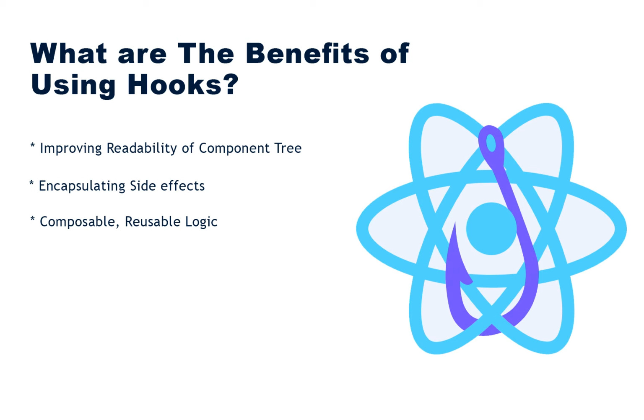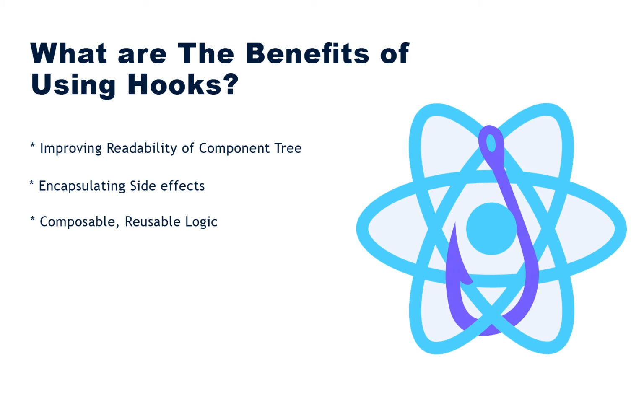With class components, the setup and the teardown of side effects was split across multiple lifecycle methods. For example, a listener could be added in componentDidMount and later removed in componentWillUnmount. If a component has multiple side effects, this could lead to less readable code and related logic split across several lifecycle methods.